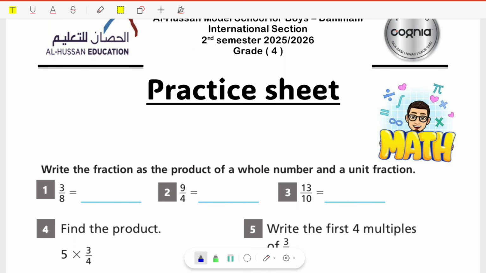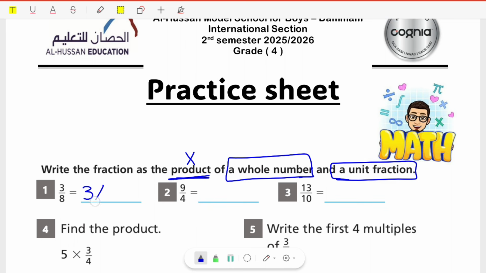Write the fraction as the product of a whole number and the unit fraction. So you have to make sure that we are multiplying a whole number and a unit fraction. The product here means we're gonna multiply. So 3 over 8: the 3 will be the whole number, multiplied by the unit fraction, and in this case the unit fraction will be 1 over 8.